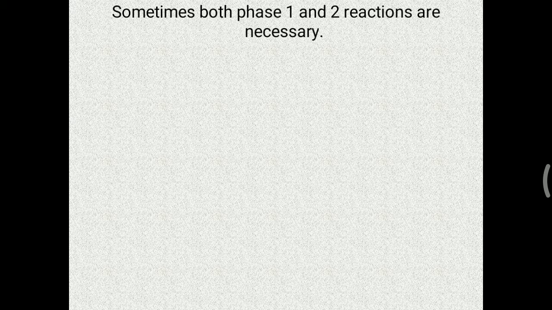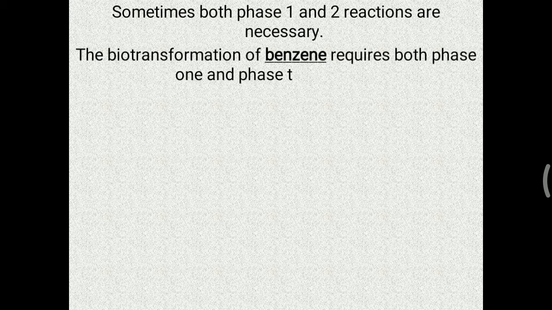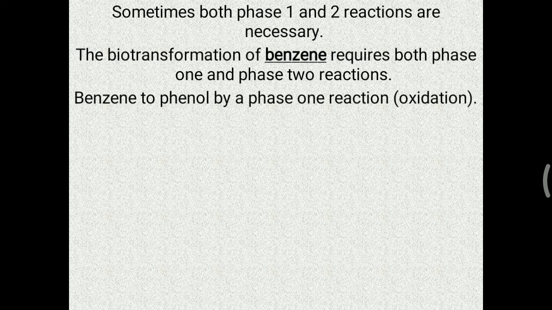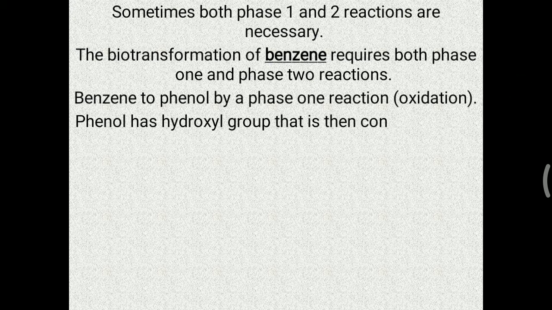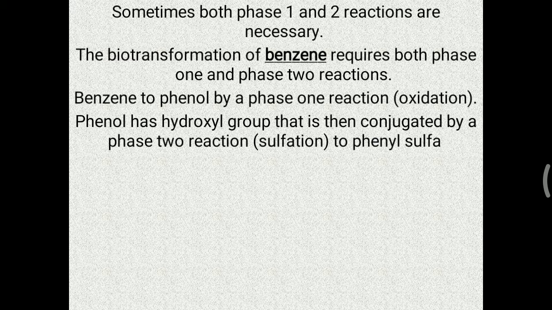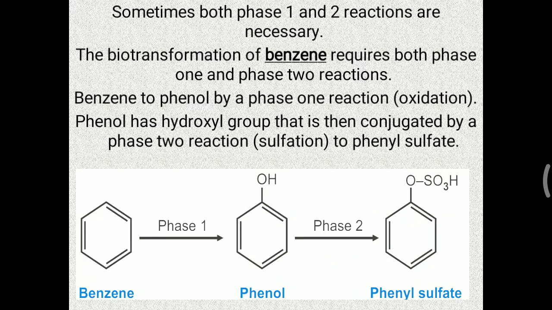Sometimes after phase 1 reaction the molecule is water soluble or excretable, but sometimes a phase 2 reaction is needed. The biotransformation of benzene requires both phase 1 and phase 2. Benzene to phenol is a phase 1 reaction, that is an oxidation process. Phenol has a hydroxyl group, which is a reactive group, that is then conjugated by a phase 2 reaction, that is sulfation, to make phenol into phenyl sulfate. So oxidation and sulfation both ultimately make it water soluble and excreted from the body.